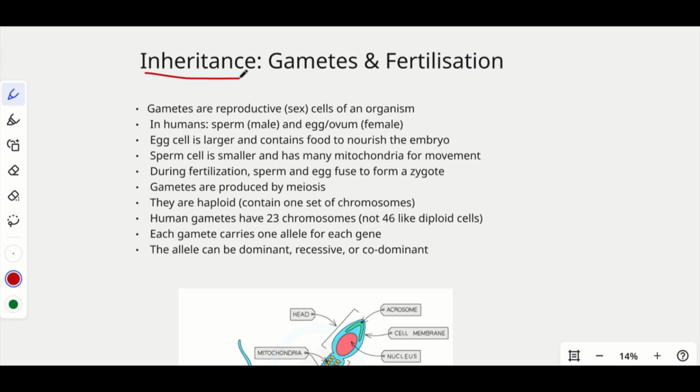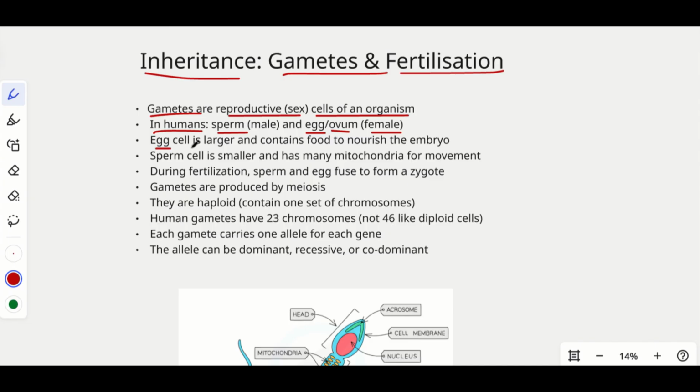Now we are going to learn about inheritance with the gametes and the fertilization. Basically, gametes are the reproductive cells of an organism. To reproduce the next generation, we need some reproductive cells, right? So they are called the gametes. In human beings, we have sperm in male and egg or ovum in female. These are our reproductive cells in both male and female.